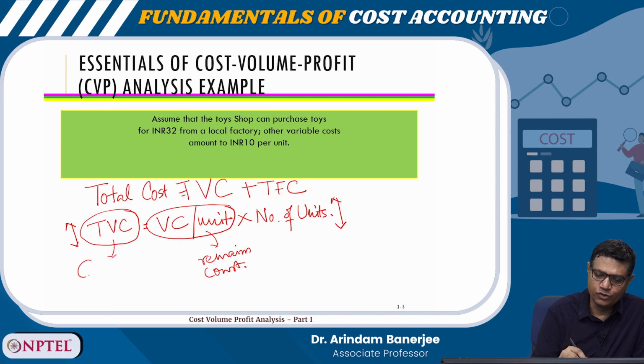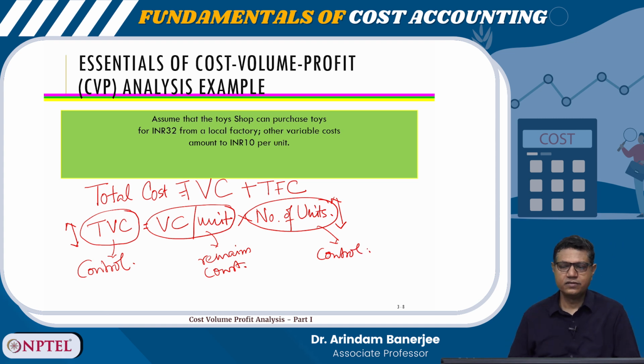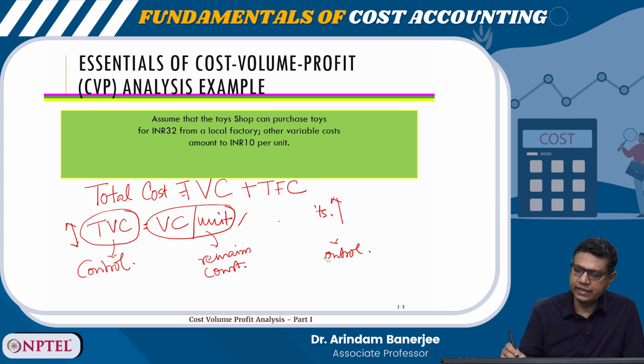So, I can control this, right, because I can decide on this. But variable cost per unit may not be controllable, right, I can't change it suddenly, fine. So, this is the behavior of the variable cost. What about the fixed cost? The fixed cost I can write like this.